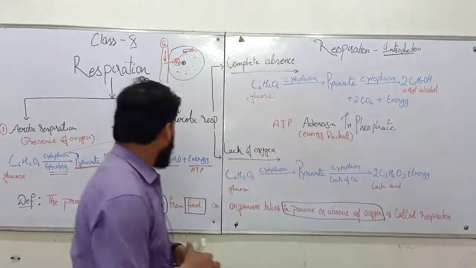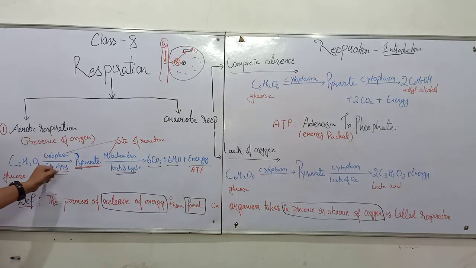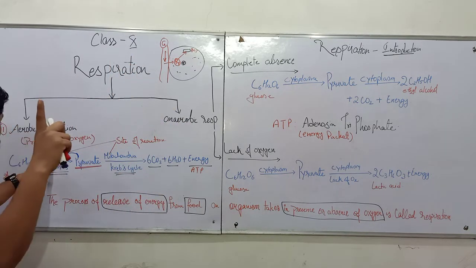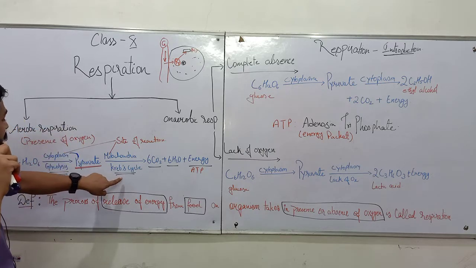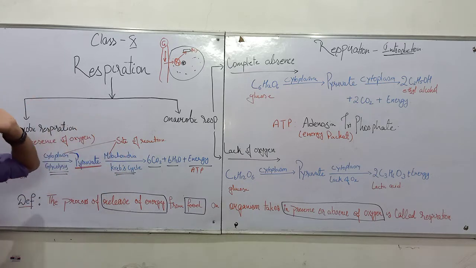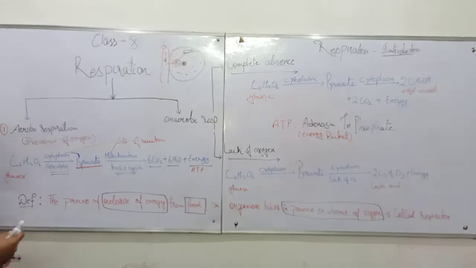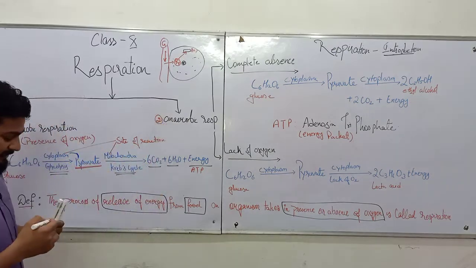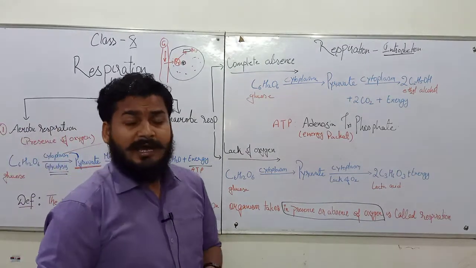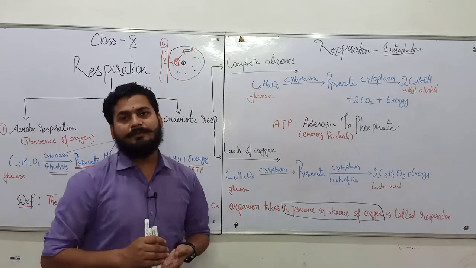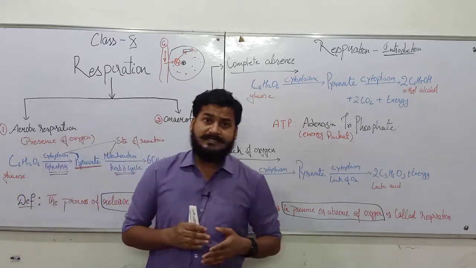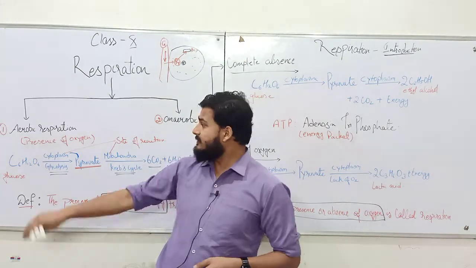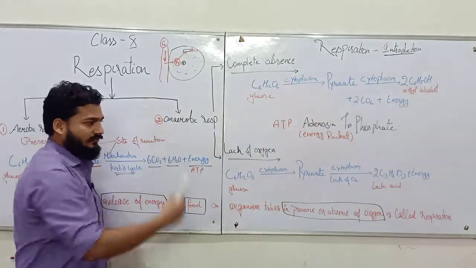Now, you see over here, this process gets completed in two steps. First step was glycolysis, which was taking place in cytoplasm. And then the second process was Krebs cycle, which was taking place in mitochondria. Clear? Now, we see the second part of respiration, that is anaerobic respiration. Anaerobic respiration basically can be defined as the process of respiration which takes place in an organism for the release of energy in absence of oxygen. This was in presence of oxygen and this is in absence of oxygen.